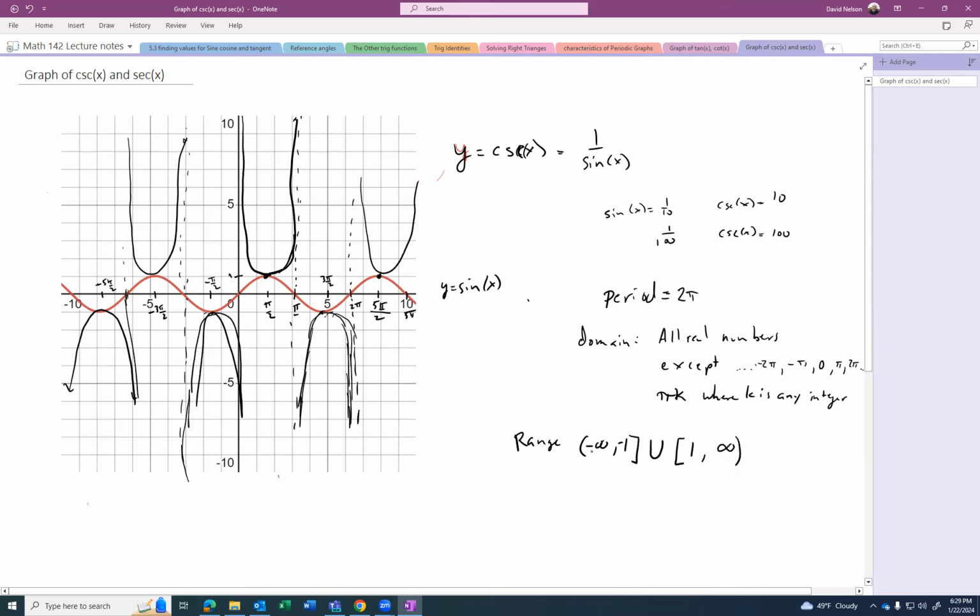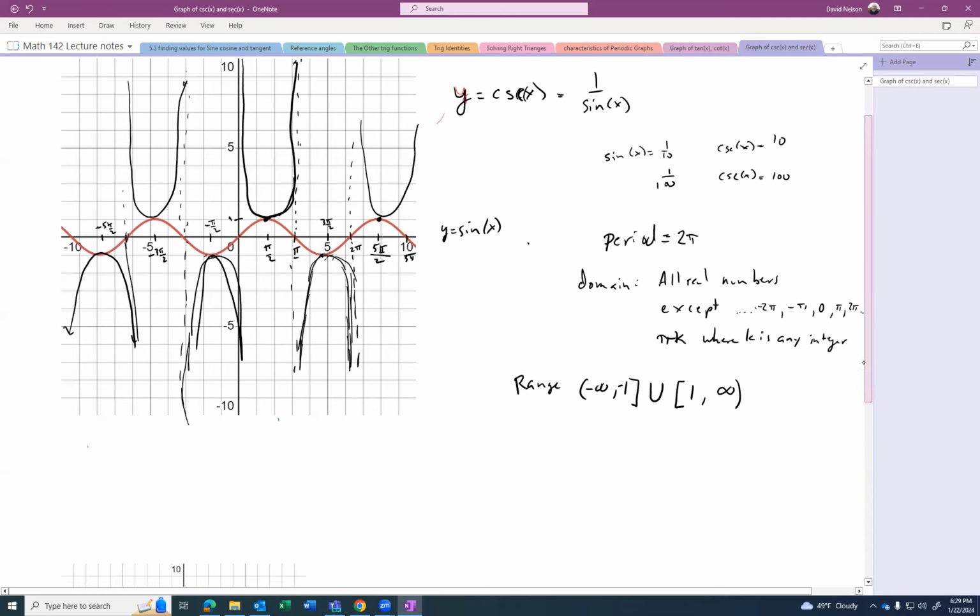So the range is from negative infinity to -1. Added to that, you have 1 to infinity, but you've got a gap between -1 and 1 where the cosecant function is not defined. All right, the cosecant function is the reciprocal of the sine function.